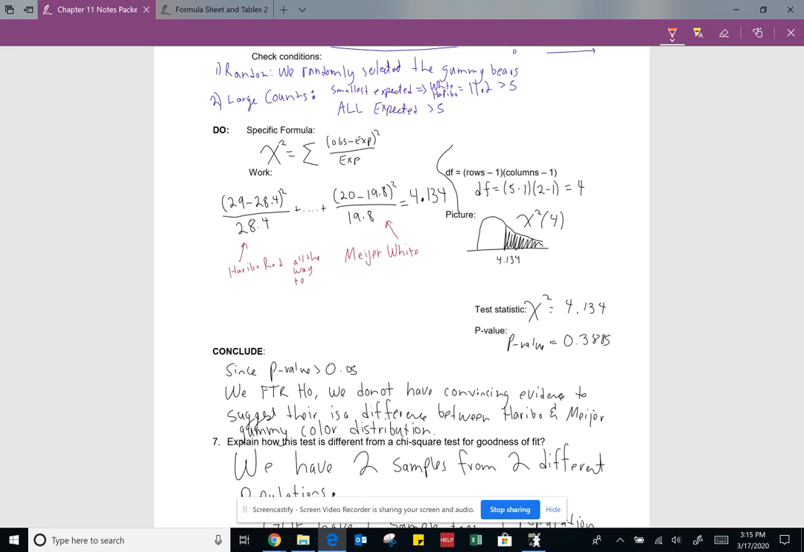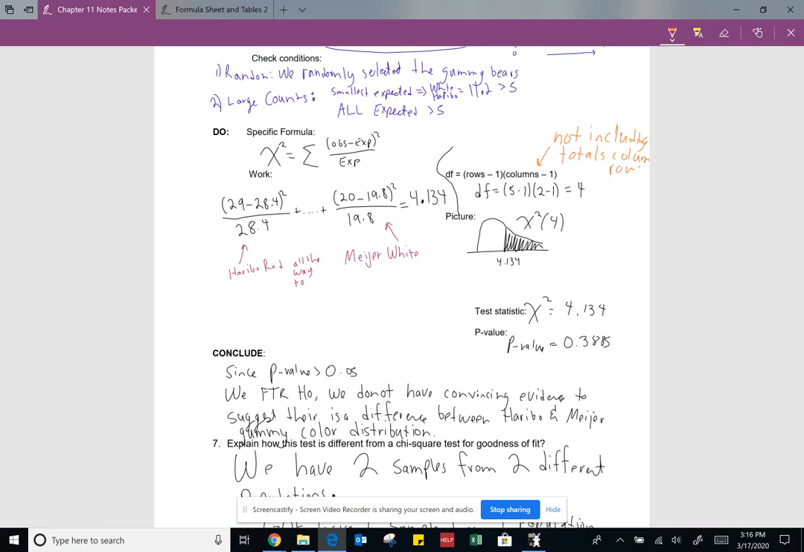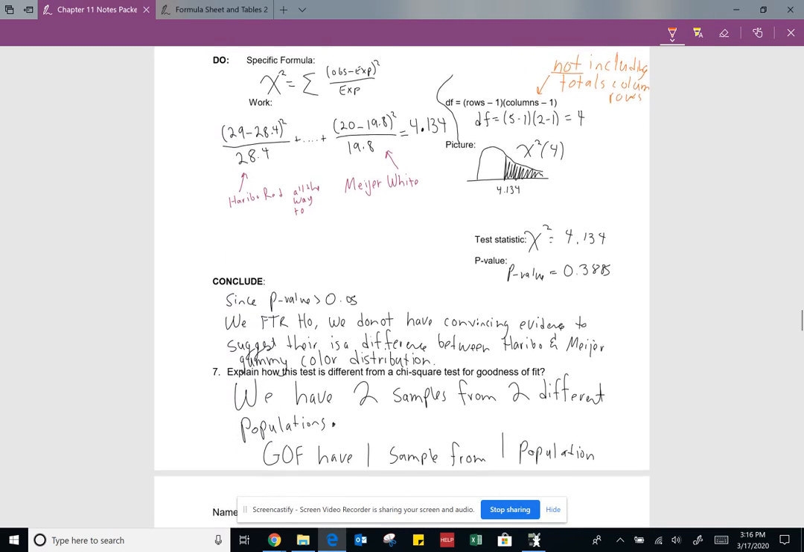Degrees of freedom. Well, to calculate this, you would do the number of rows times the number of columns, subtracting 1 from each. So we have 5 rows, and so 5 minus 1 is 4. We have 2 columns, and what I should note here is not including the totals that you create, the totals column or rows. So we end up with the degrees of freedom of 4.